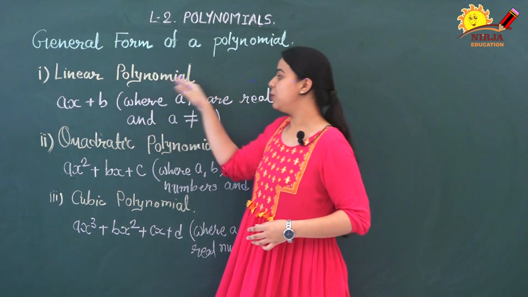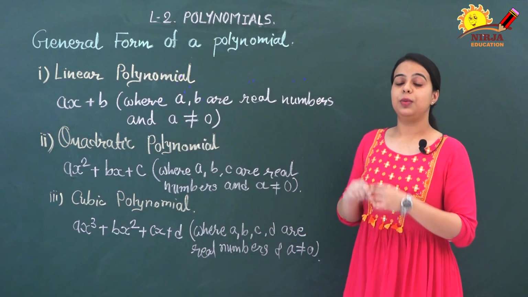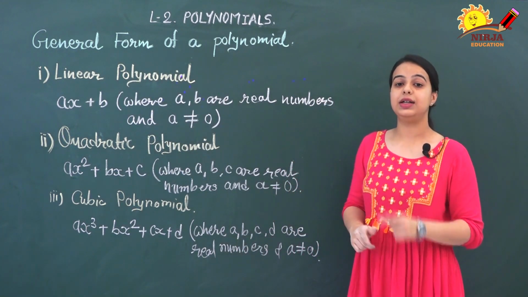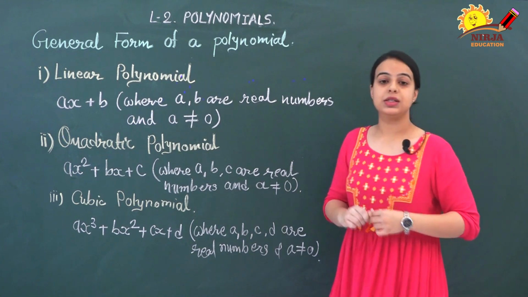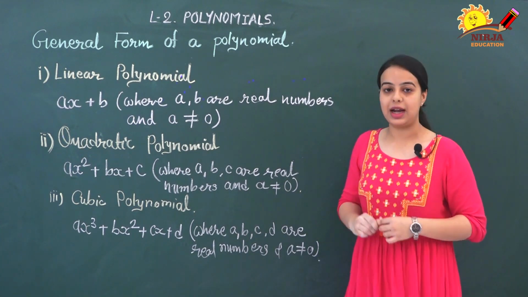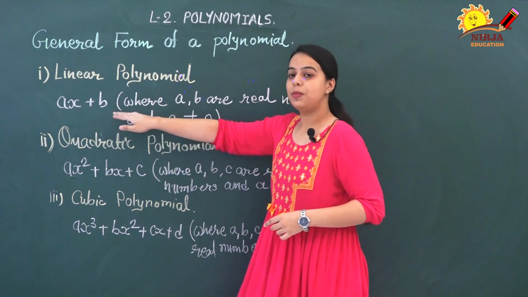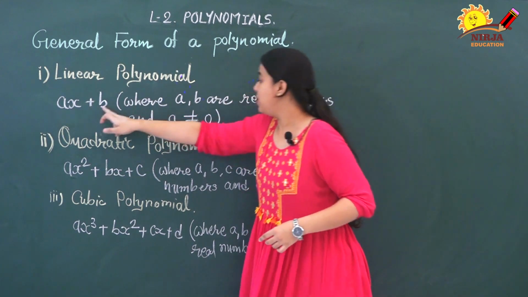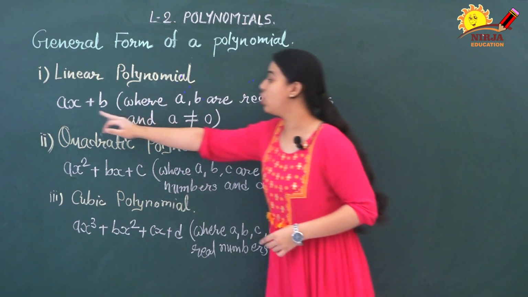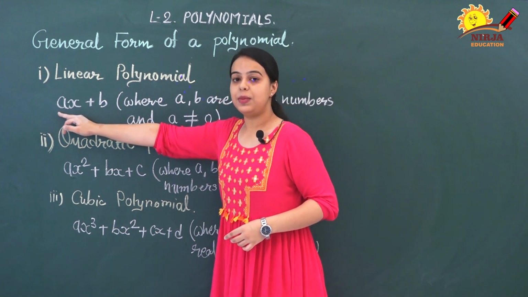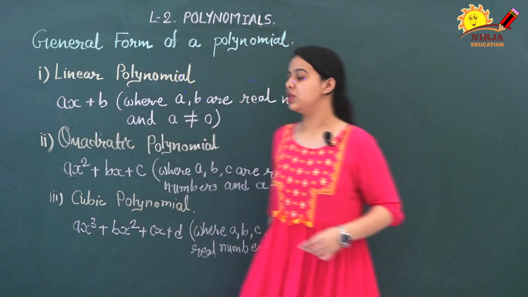First one is linear polynomial, and as I say, the polynomials which all are having degree as 1, that all are known as linear polynomials, and in general form we can write like ax plus b, where a and b are real numbers and a not equal to 0. That means the coefficient of variable should not equal to 0.